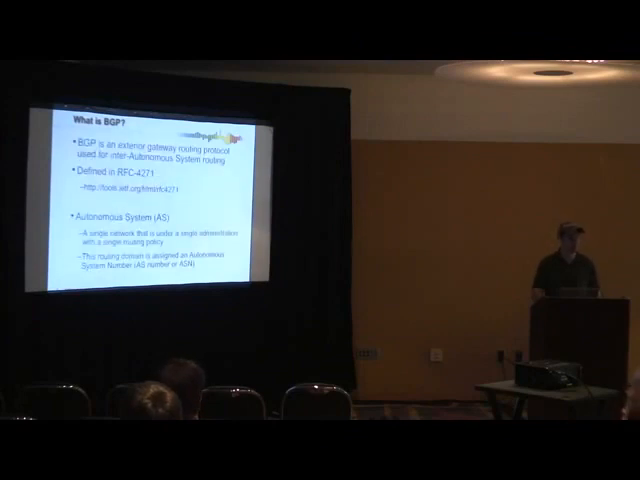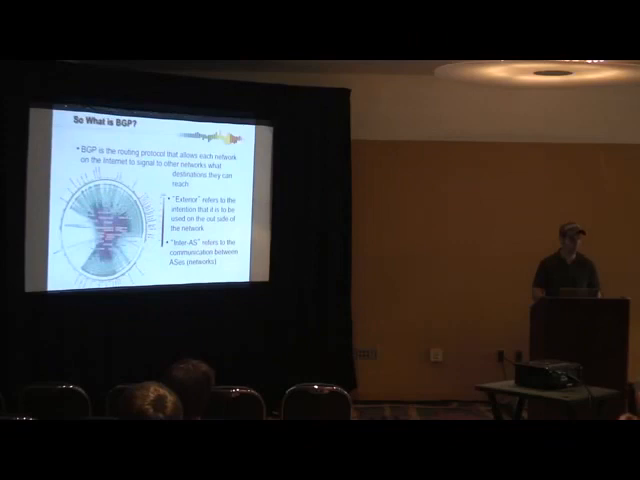This is the typical definition that you see of BGP. It's an exterior gateway routing protocol used for inter-autonomous system routing. And the current RFC defining it is 4271. An autonomous system typically is defined as a single network that is under a single administration with a single routing policy. And this routing domain is assigned an autonomous system number, an AS number, or an ASN. Those are all the same things. So that's the typical definition, but still, what is BGP?